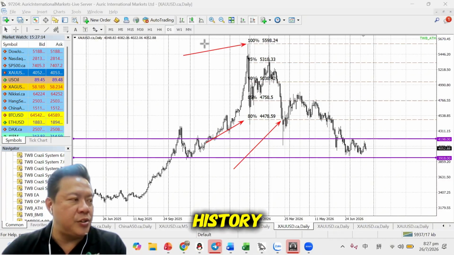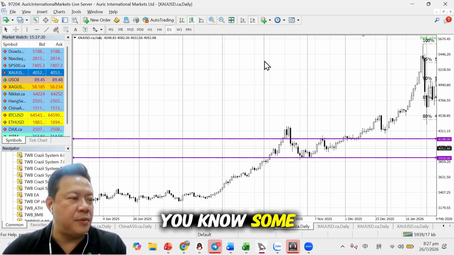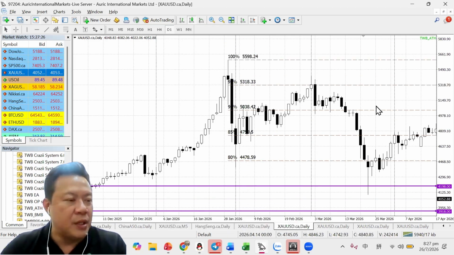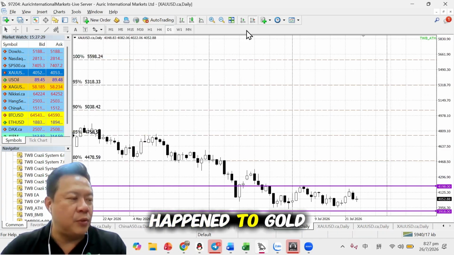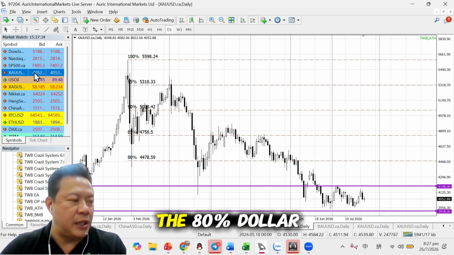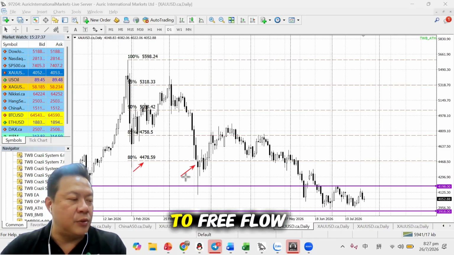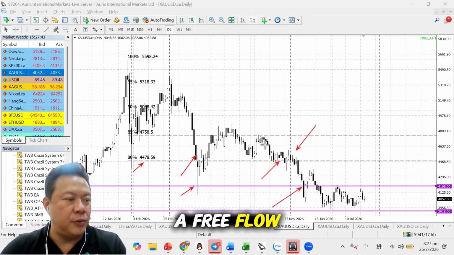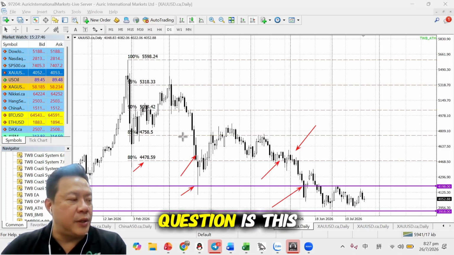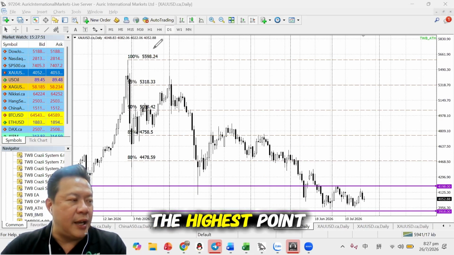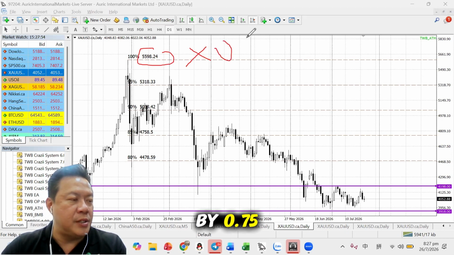But if you look carefully into history, every time there is some meeting and gathering, you notice that the market really will have some impact. So you can see right now, this is what happened to gold in the last 3 months. Once gold loses the 80 percentile level, it is allowed to free flow, so of course it will be a free flow to the downside. So the question is, what is the number you may want to ask me? The number is very simple. We take the highest point and multiply by 0.75.